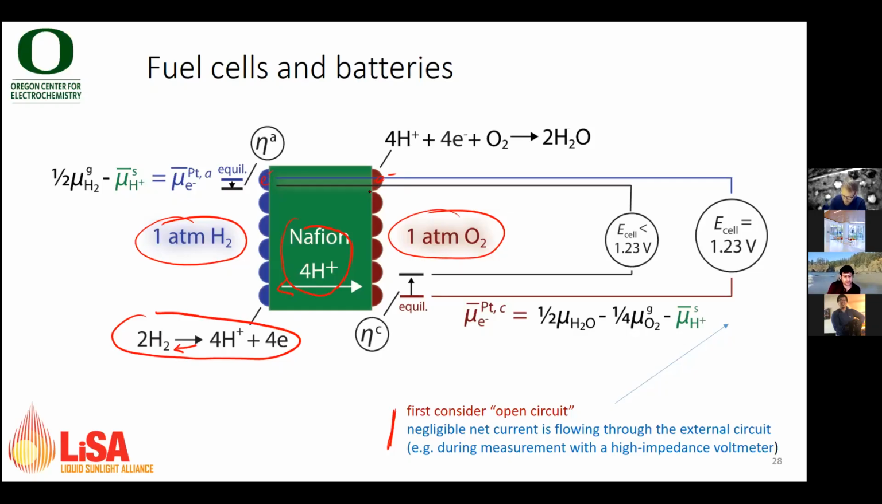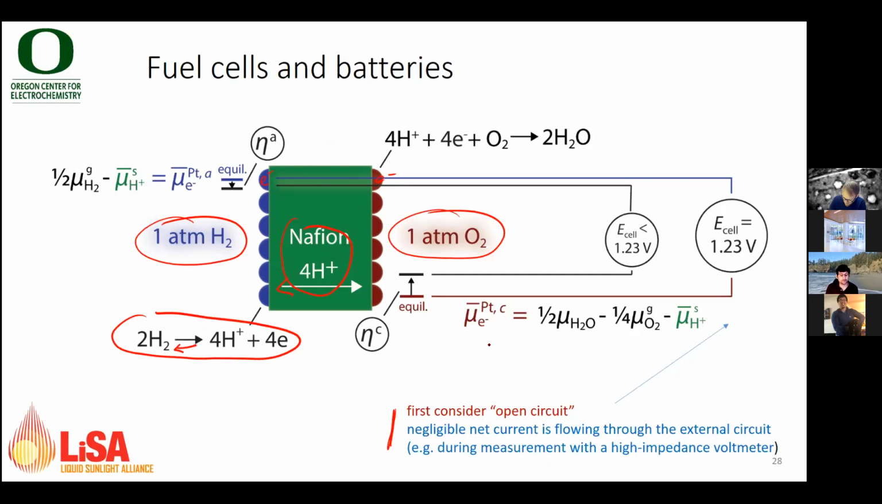Another way to do that practically, if you're making a measurement at open circuit, is to put such a big resistor there that the amount of current that would flow if there was some difference in the Fermi levels of either side is so small, because the resistor is so big, that it doesn't perturb the Fermi level that you're trying to measure. Okay. And so that's what you practically do, right?